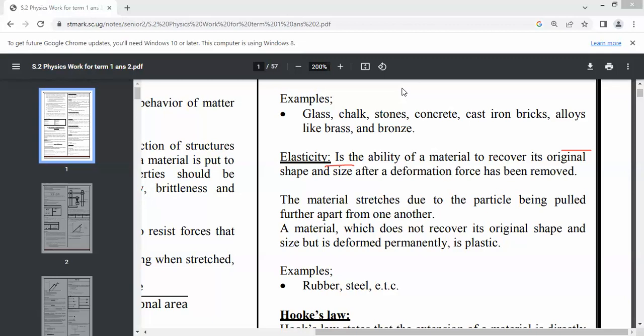And examples include rubber, some springs, that some of you call sapling. The springs, and then some steel also does it. If you have wires of steel, some of them have that elasticity in them, though it is of low degree, but it's there. So you can say rubber, you can say springs. Those are examples of materials that are elastic.